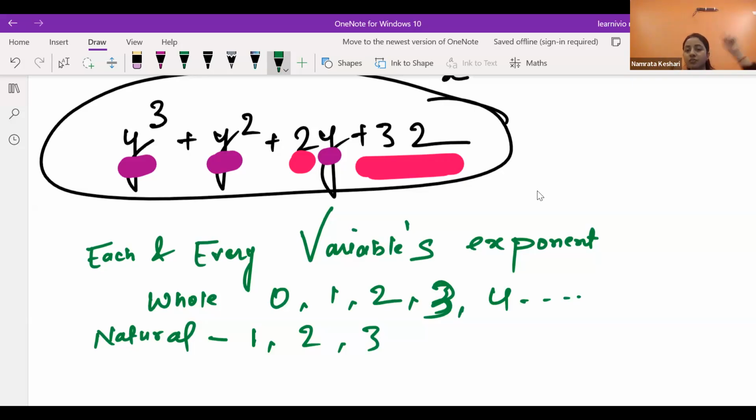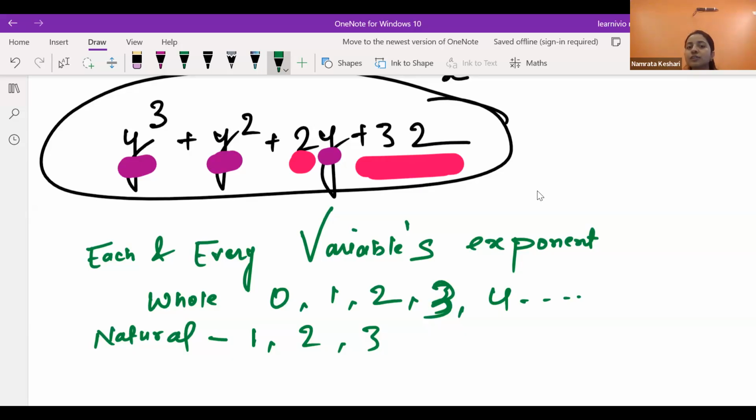So the exponent, the first one is having 3. Is that a whole number? Yes, ma'am, that's a whole number. Next one is having exponent 2. Is that a whole number? Yes, ma'am. Next one is having no exponent.